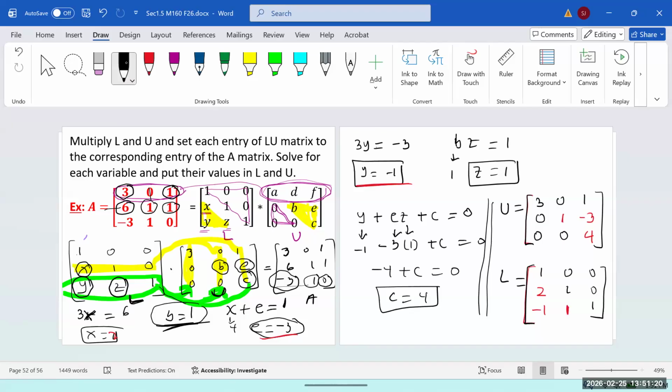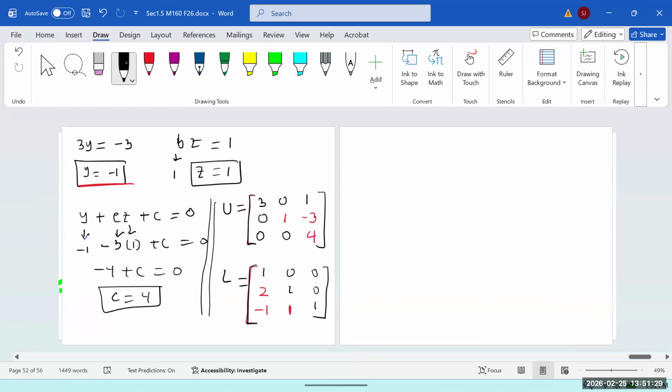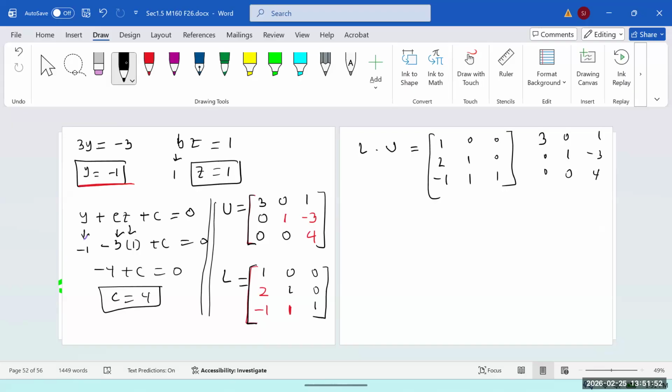So we found LU without doing row operations. We just used our system of equations. And now to verify, I don't have the answer. To verify, let's multiply L with U. Our L is 1, 2, -1, 0, 1, 1, 0, 0, 1. And our U is 3, 0, 0, 0, 1, 0, 1, -3, 4.